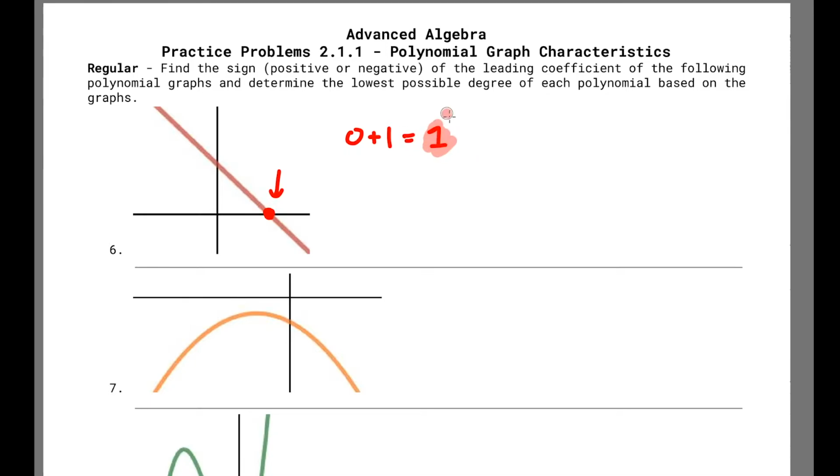Okay, so the degree of this polynomial is 1, which means the parent function of this is going to be y equals x to the first. That's what that 1 represents. So that's why it is linear. Okay, the other part says find the sign, positive or negative, of the leading coefficient. And if you notice, it is going down as x increases. So because it's going down as you go from left to right, it is going to be a negative sign. So I'm going to write negative for this one. So it's got a negative leading coefficient.